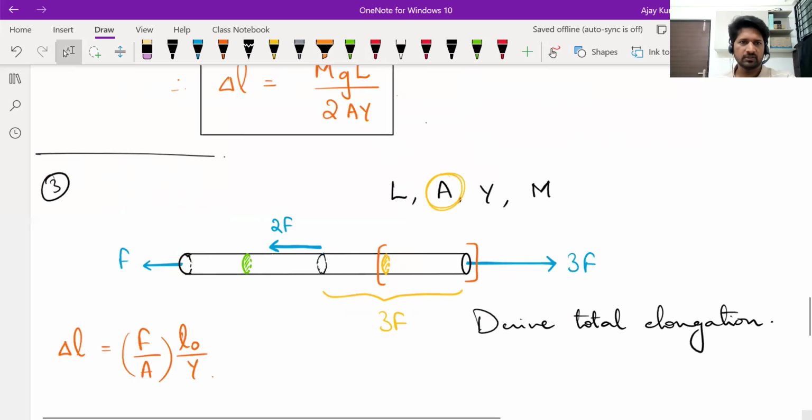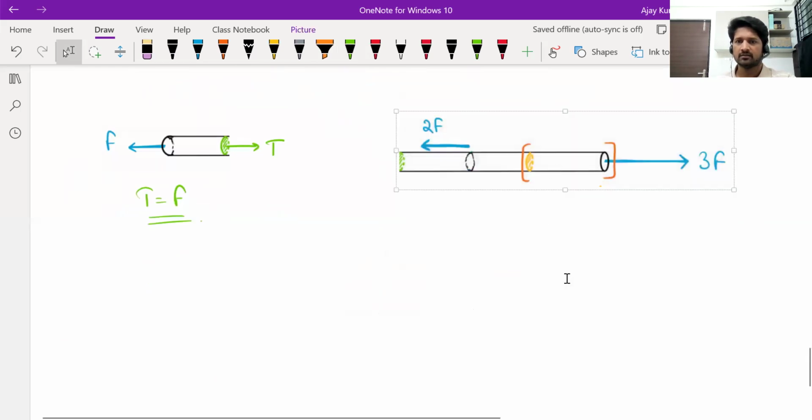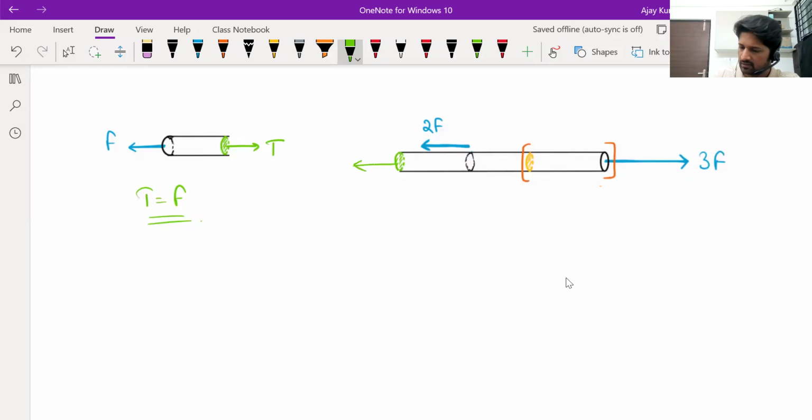Another way in which you can find out the tension there is by considering the right side part, the part which is to the right of that cross section, like this. Our aim is to derive the tension on this cross section, the green one. Let it be T. Now this whole part is in equilibrium. T and 2F are acting to the left side, 3F is acting to the right side. That way also you can tell that T is equal to F.